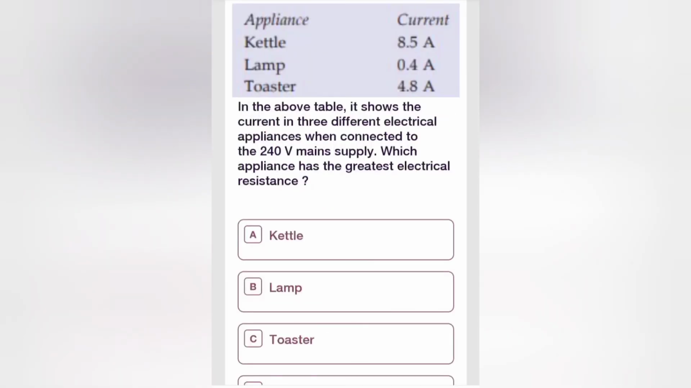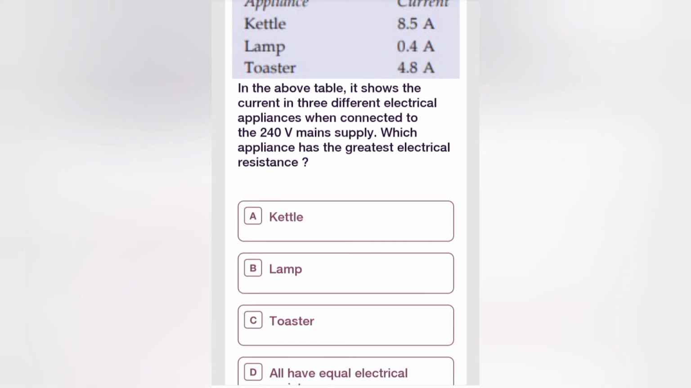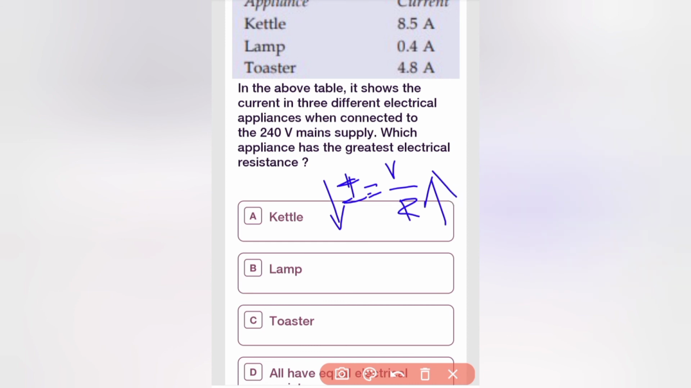Here in the above table, it shows the current in 3 different electrical appliances when connected to a 240 volt mains supply. Which appliance has the greatest electrical resistance? So they are asking which appliance has the greatest electrical resistance. Given is current. So what is the relationship between current and resistance? I is equal to V by R. So here, which is having the least current, that would have the highest resistance.